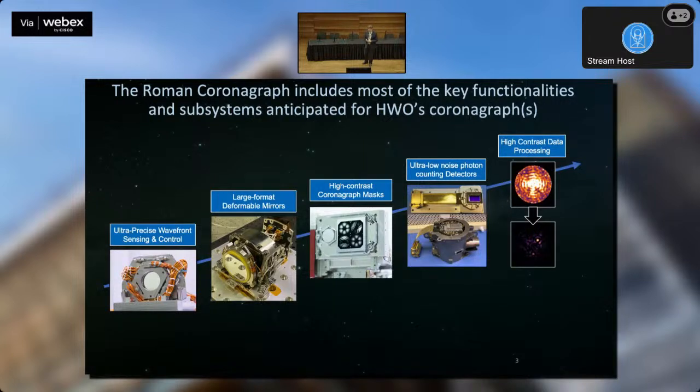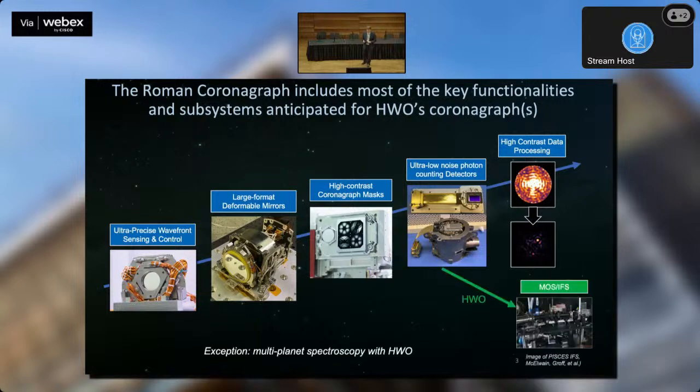And then the ability to really test, at least on sky, at very high contrast for the first time, some of these high contrast data processing techniques that we just heard of, namely ADI and RDI: angular differential imaging by rolling the telescope, and reference differential imaging by using data on reference stars. The only exception is that we will not have multi-planet spectroscopic capabilities with Roman, and they will be required for HWO. We anticipate that behind the coronagraph in HWO, we will have a multi-object spectrograph at least, or even better an IFS.